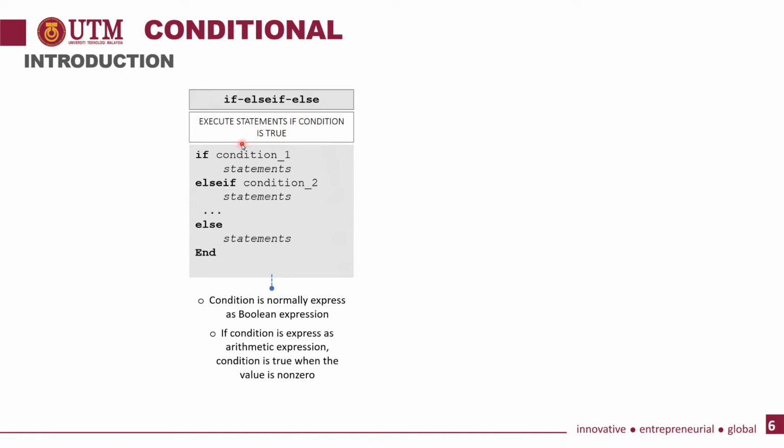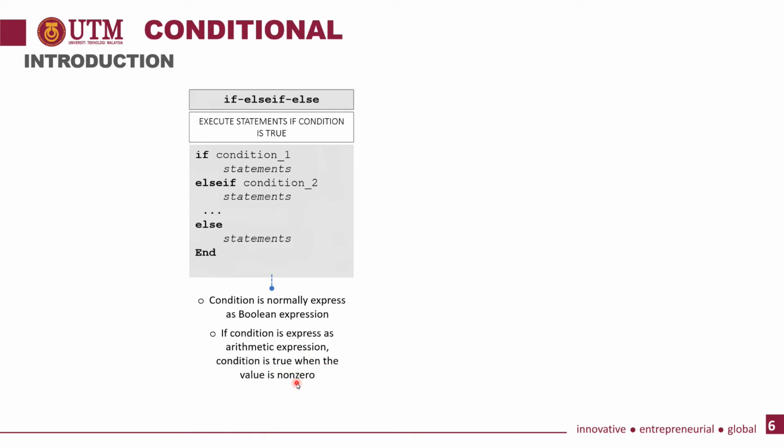For example, if condition 1 is true, it will execute statements. Okay, or if condition 2 is true, it will execute statements. But if condition 1 and condition 2 are false, it will execute this statement and then it will automatically end. Okay, so the condition is normally expressed as a Boolean expression. Okay, so if the condition is expressed as an arithmetic expression, the condition is true when the value is non-zero.